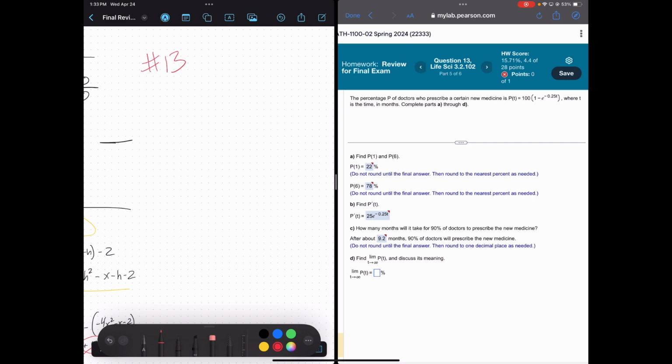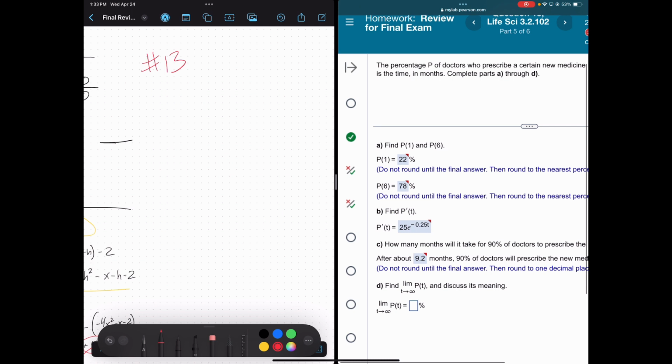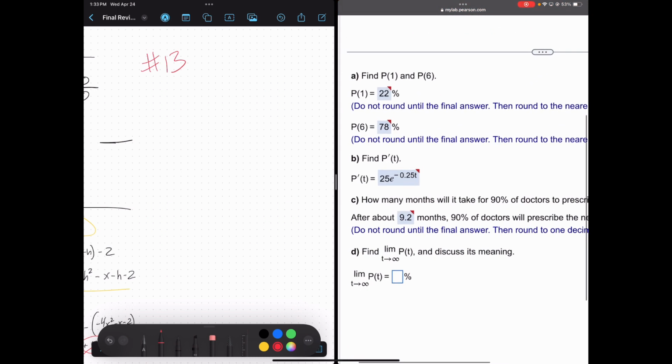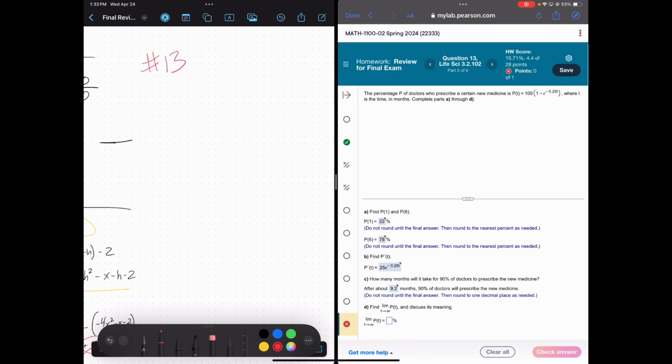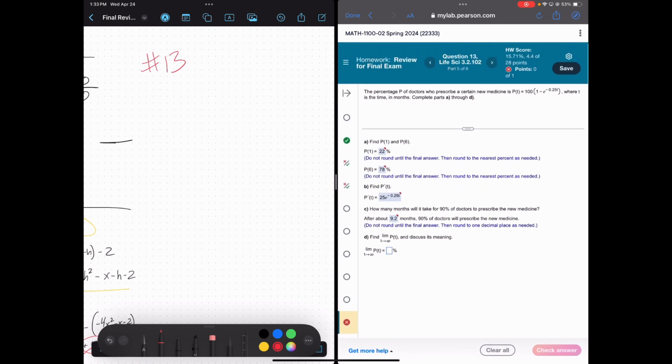Part A, P of 1, what is it asking you to do? Just plug in 1. And so part A is just simple calculation. You're just plugging in 1 and then plugging in 6, seeing what you get. Part B, P prime. That's taking my derivative. Okay. So how do we get this derivative here?